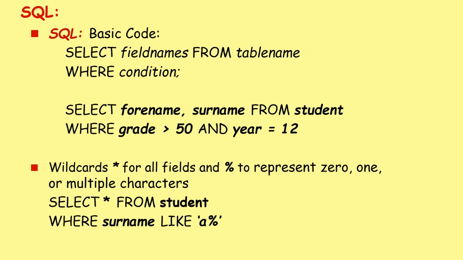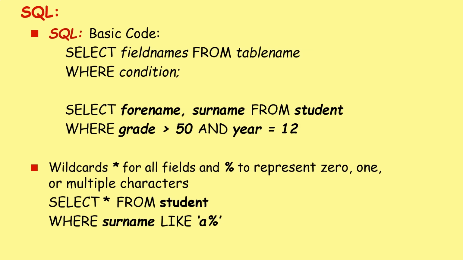You can do it in 1 line, 2 lines, 3 lines. Doesn't matter as long as you get the keywords in the right order. So the example here is select forename, surname from student where grade greater than 50 and year equals 12. I don't think that's too difficult, but again requires just that little bit of practice and confidence.